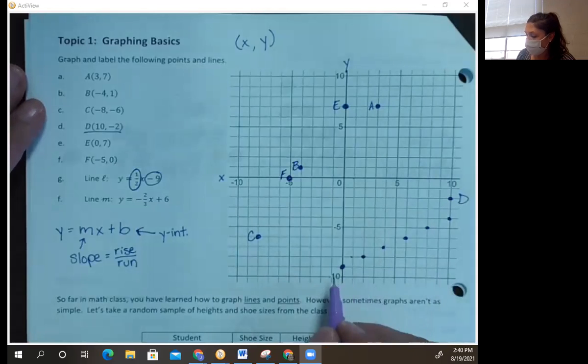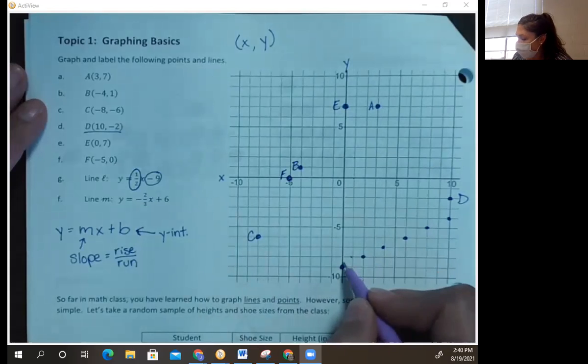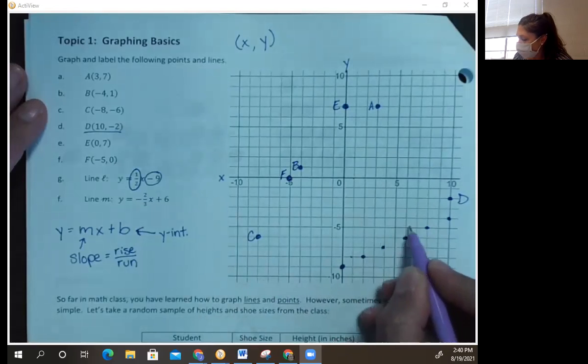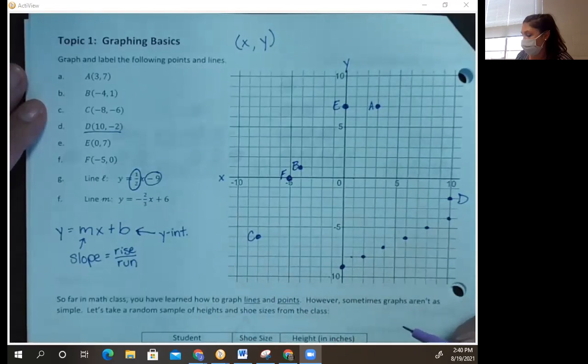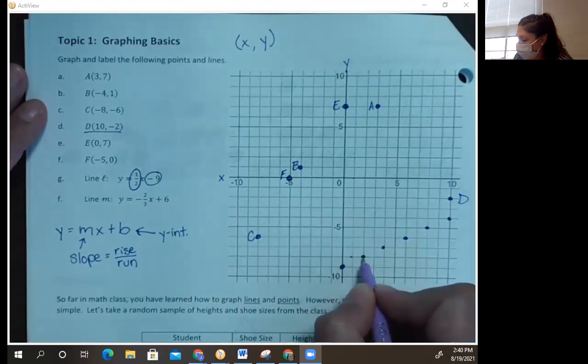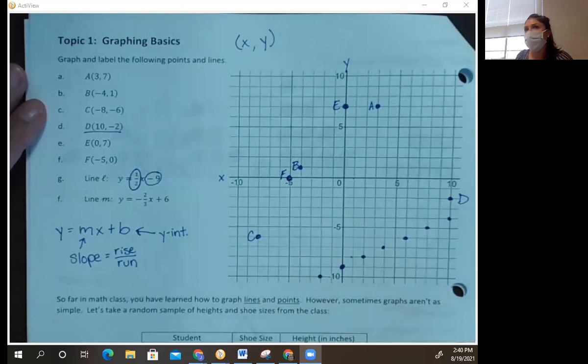I may want points to the left of my y-axis on my graph as well. To get points to the left of the y-axis, we can take the directions that we used to get all these points and reverse them. So we went up 1, forward 2. We'll go down 1, back 2 to get points on the left side.